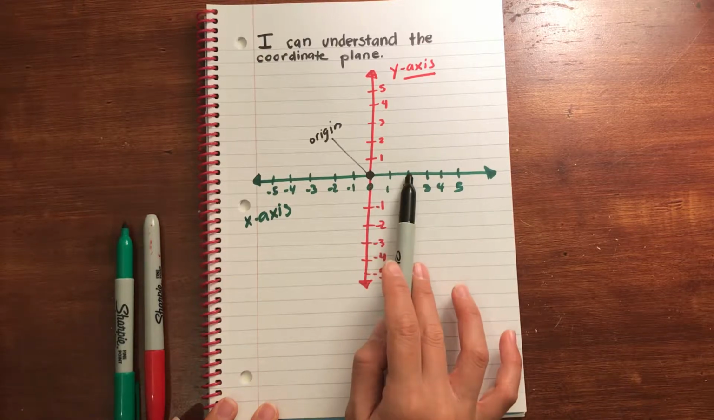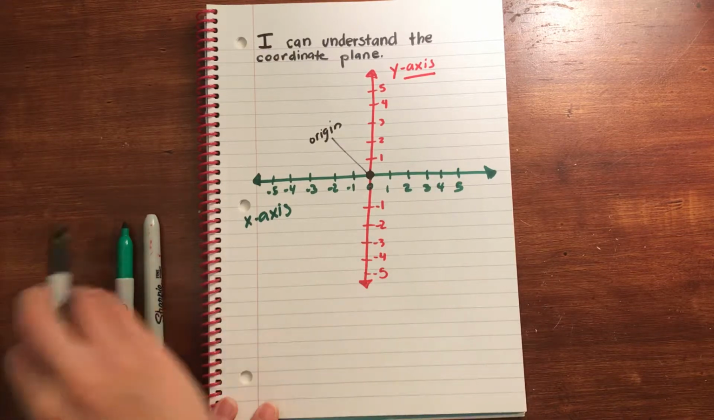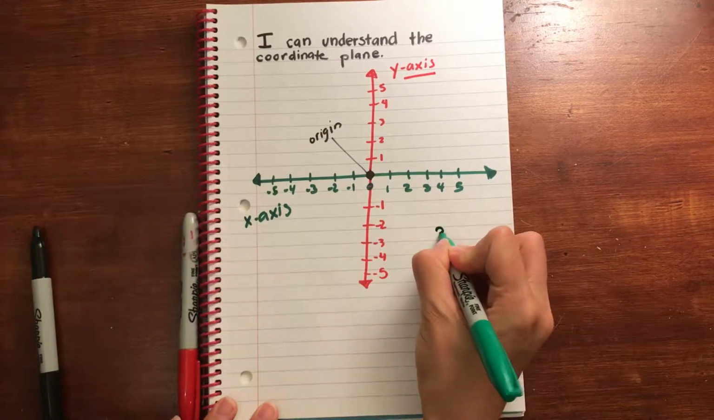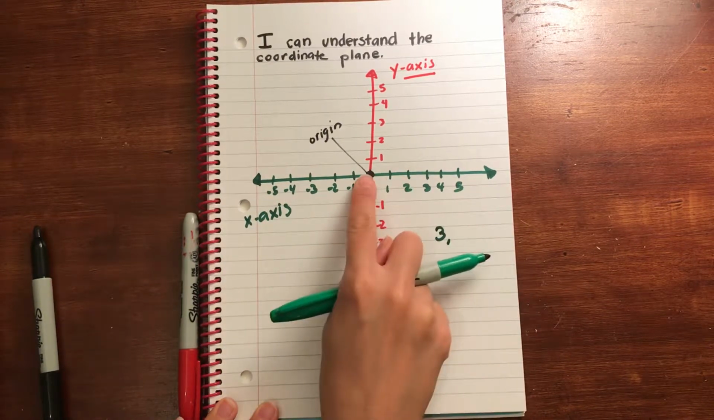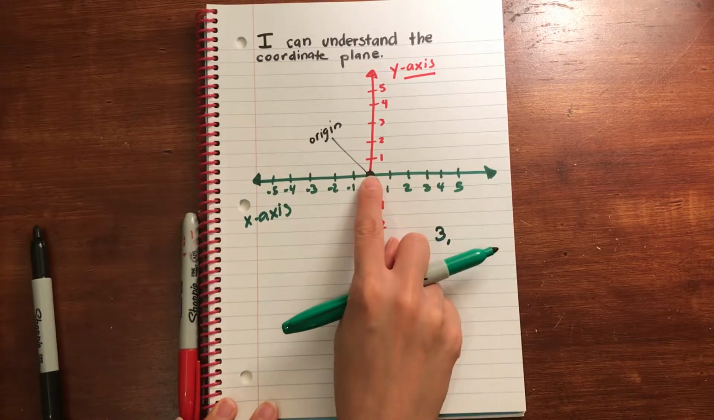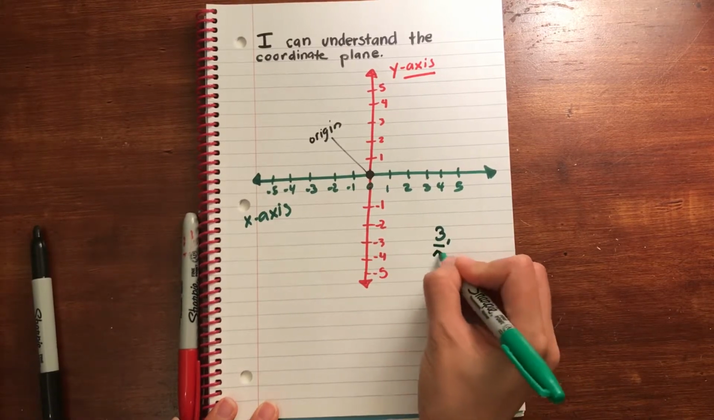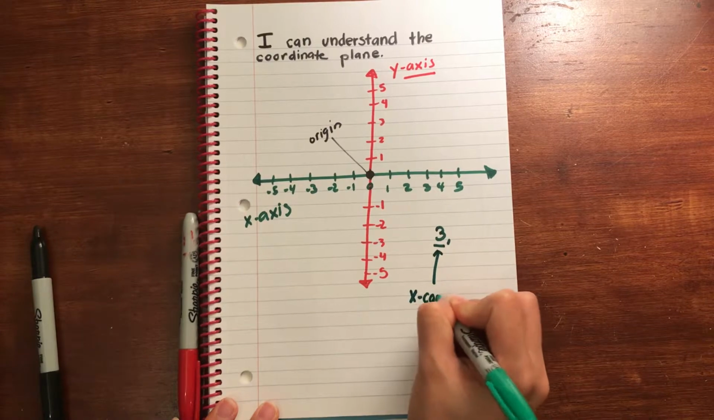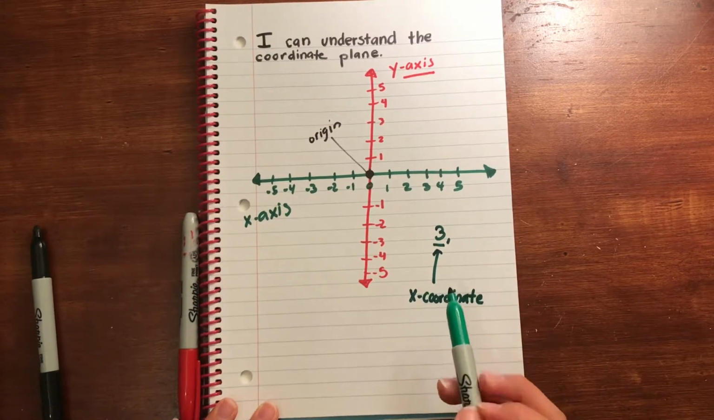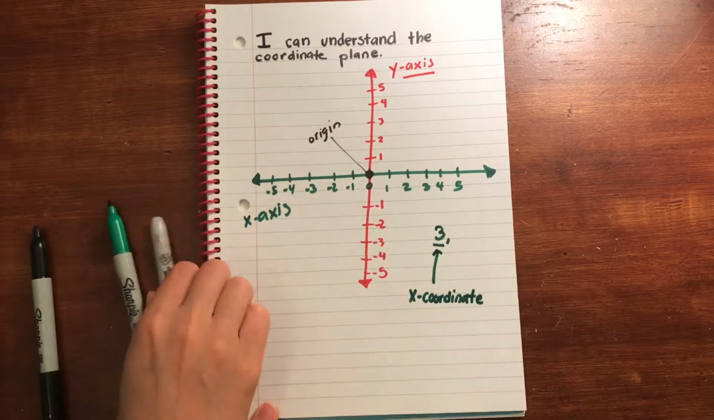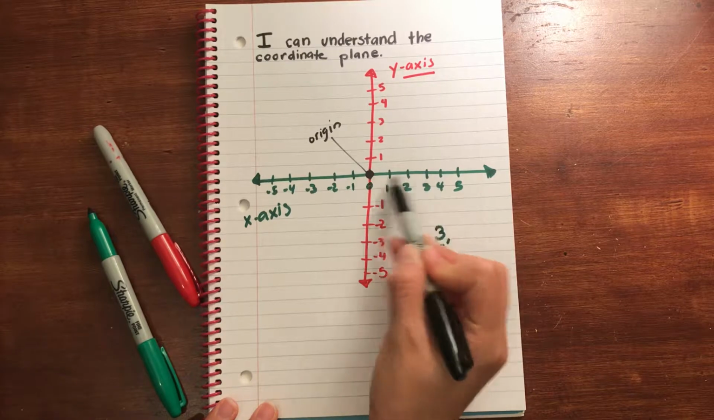1, 2, 3. My first number is 3, and that number, because it's on the x-axis, you've moved 3 units to the right from the origin, that number is going to be called an x-coordinate. That's my first number.